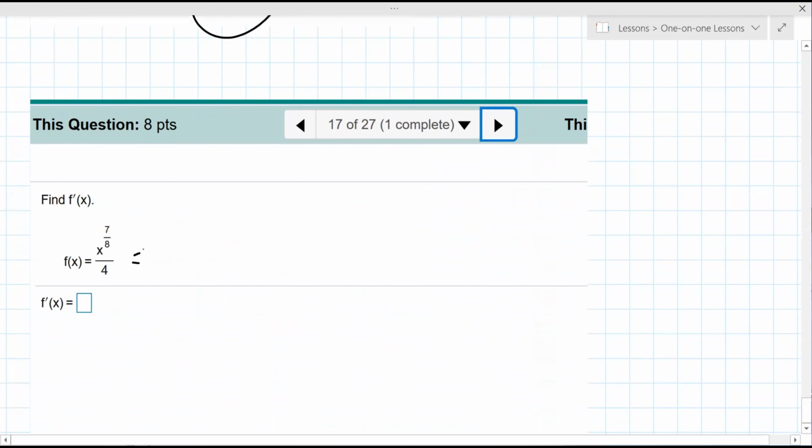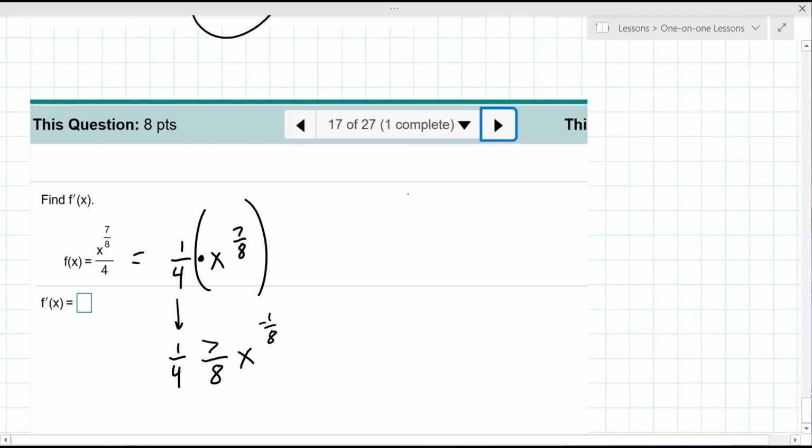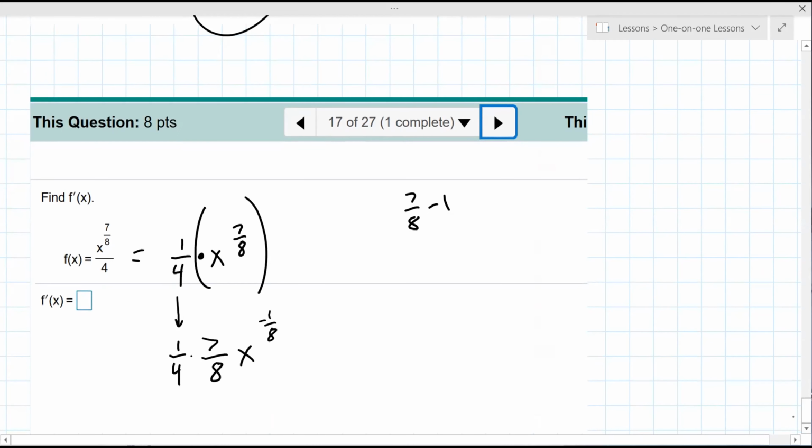So this one, if you rewrite it this way, it'll help a lot. You write it as 1/4 x to the 7/8. When you take the derivative, this constant, because it's multiplying, just comes down. So what's the derivative of the thing I've put in parentheses? 7/8 x to the, I don't know, the 6/7 or 1/8. You're subtracting one. Let your calculator help here if you can. Now it won't accept this, but if you do a little multiplying, you get 7/32 x to the -1/8.